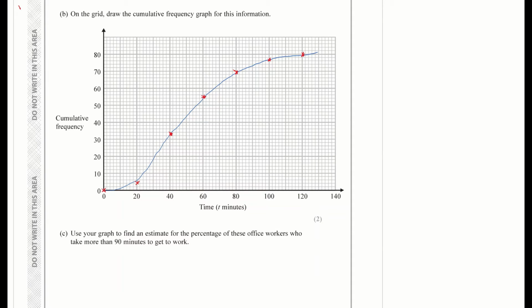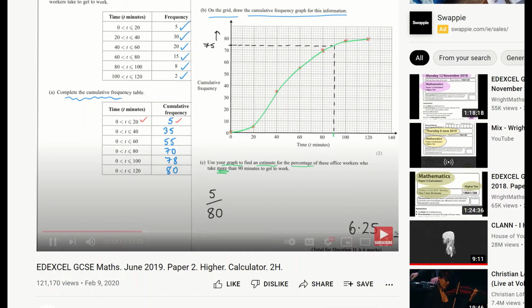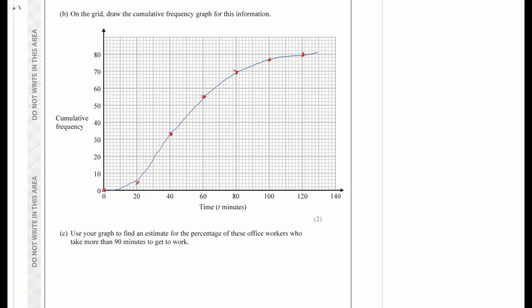Looking at part C. And just before we leave this question. Part C, use your graph to find an estimate for the percentage of these office workers who take more than 90 minutes to get to work. So I'm going to come across to 90 on my x-axis, so t for time, and I'm going to draw a dotted line up until it hits my curve.